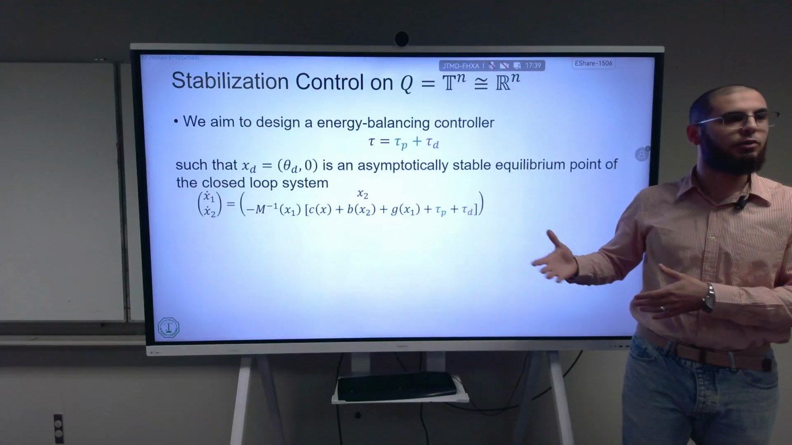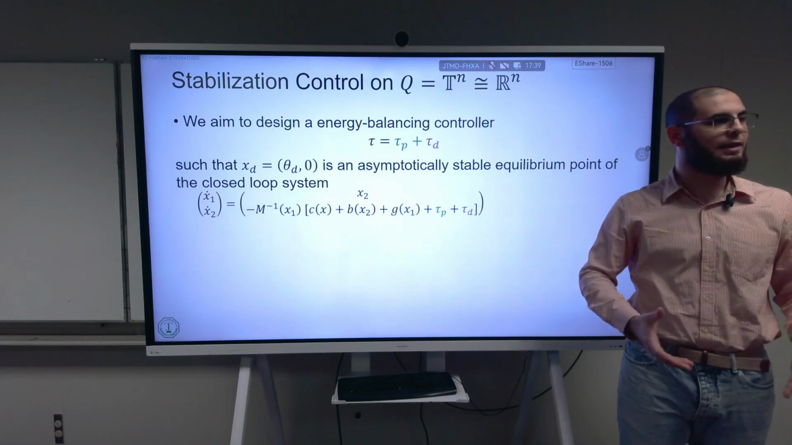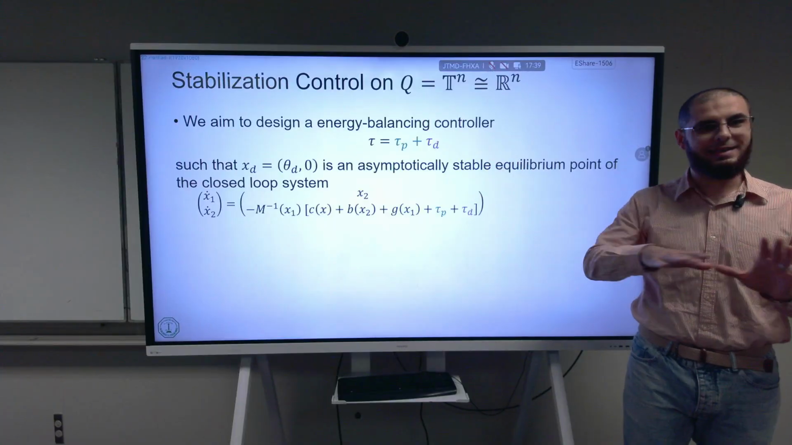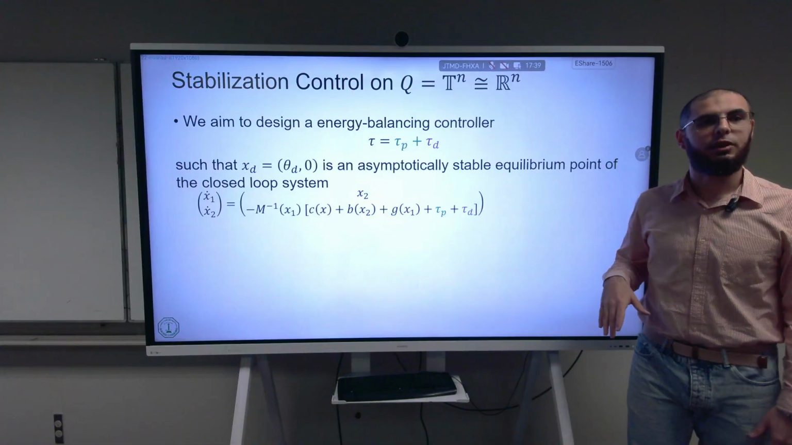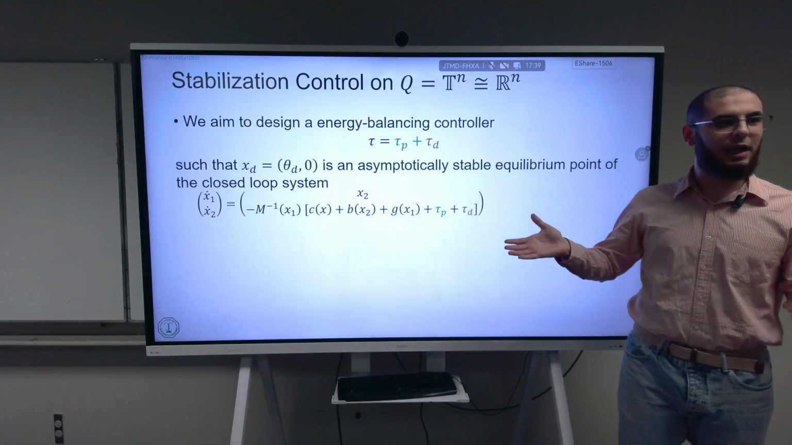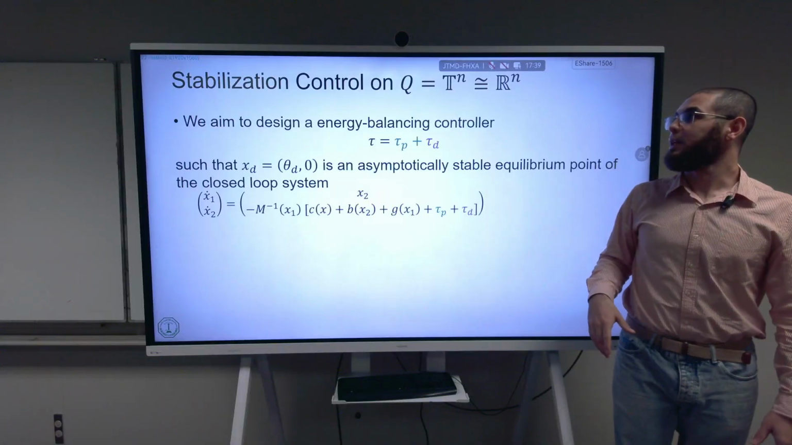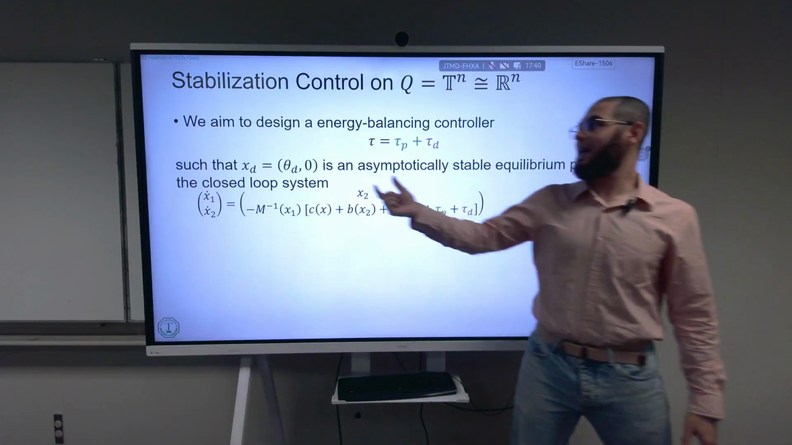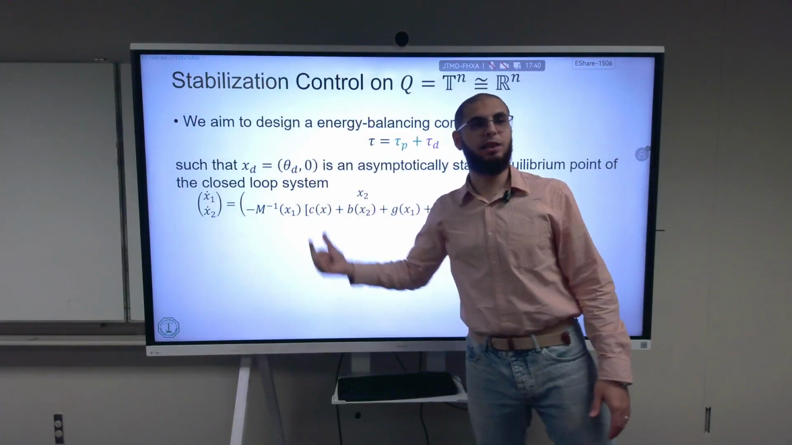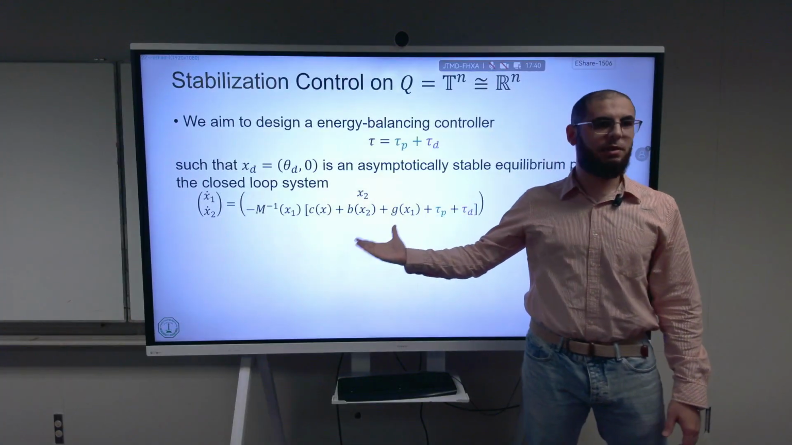For the same reason. Because a mechanical system already has its own inertia and all the damping and so on, and the PD controller, as a baseline controller, can take you to a lot of places. So we're going to be designing an energy balancing controller, a PD controller in the end, such that we want a desired state, theta desired and 0, to be an asymptotically stable equilibrium point of the closed loop system given by that expression.